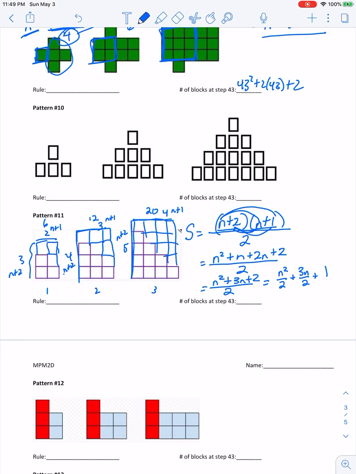And so for the number of blocks in step 43, you're going to do 43 squared over 2 plus 3 times 43 over 2 plus 1, whatever that happens to equal. So that is sometimes a strategy. If you can't force rectangles or you can't count n squareds or 2n squareds or something, then sometimes you have to double your pattern and then half it. Or you might have to triple your pattern and then divide it by 3. Anyway, those are some strategies for figuring these out.